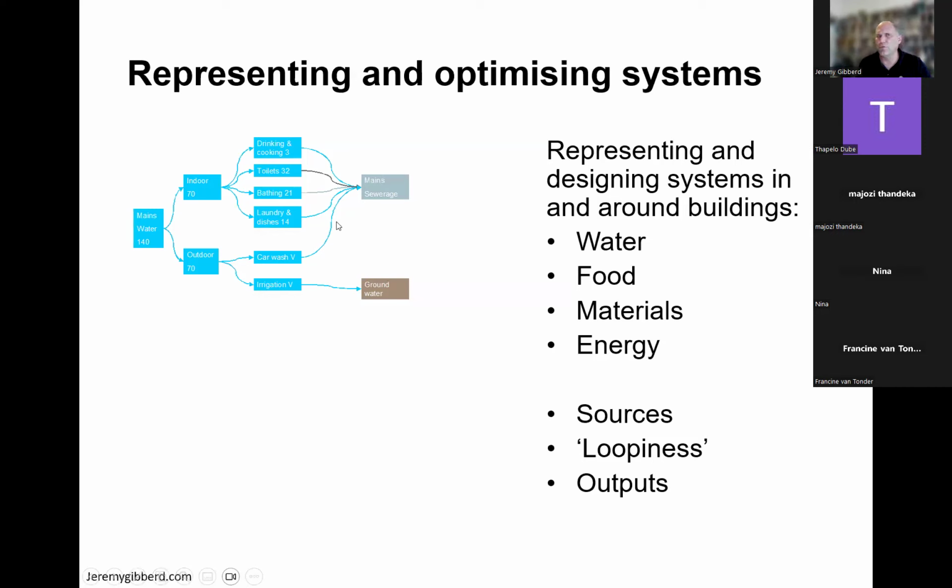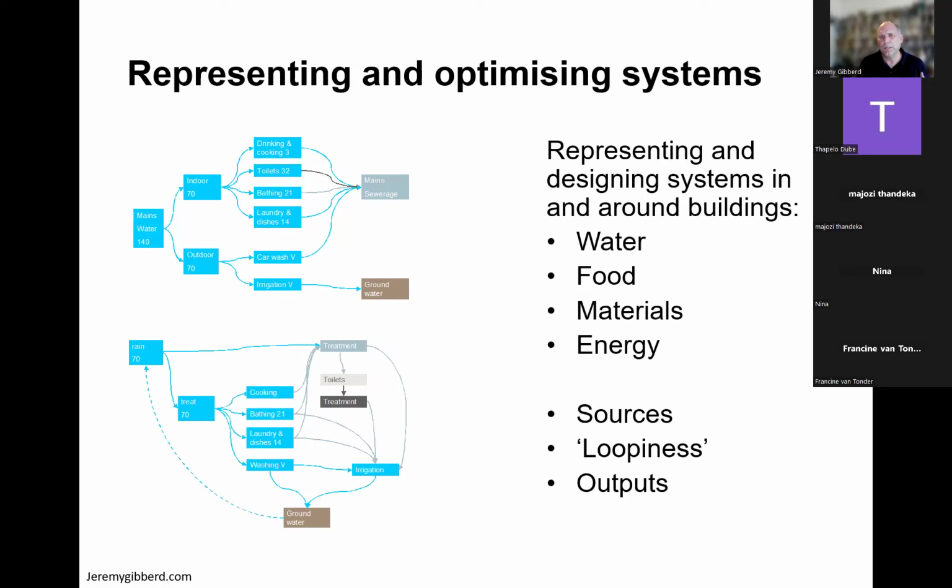We can also show the quality of water. So obviously, you get black water from toilets, and the water that goes into sewage is black water. It can't be used easily. It has to be cleaned. And there's replenishment of groundwater. Now, once you start using tools like this to represent systems, you can start being very creative at designing far more efficient or loopier systems.